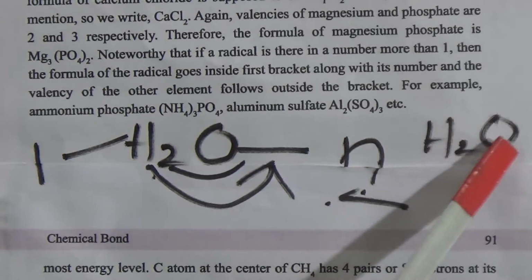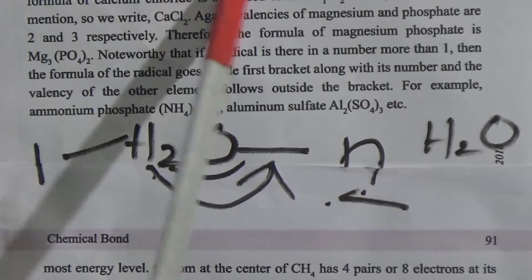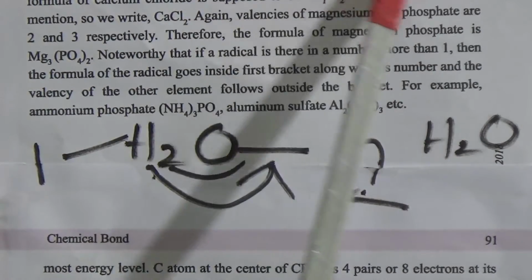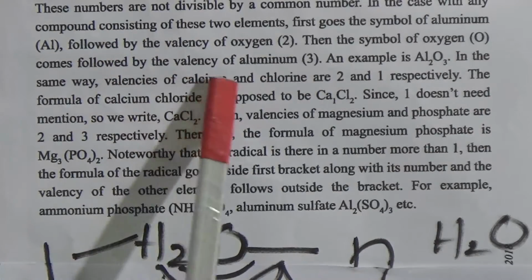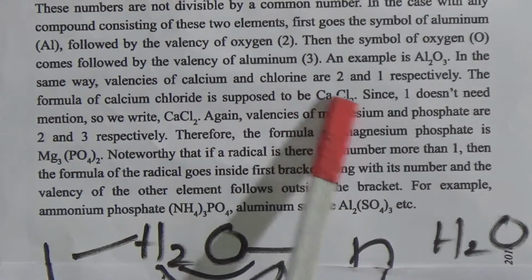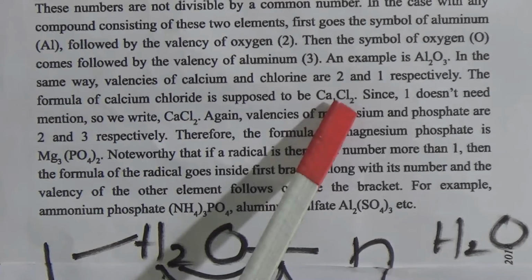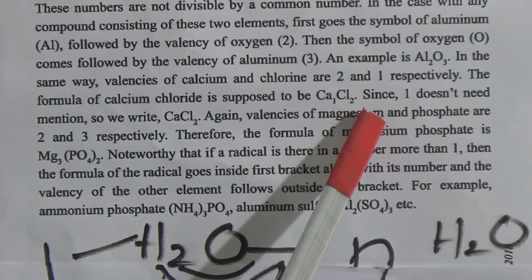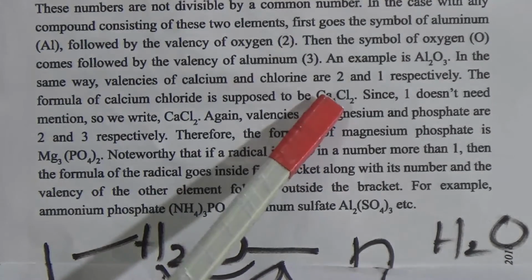By seeing this, we can easily understand the valency of oxygen is 2. The symbol of oxygen comes followed by the valency of aluminium. An example: aluminium oxide. In the same way, the valencies of calcium and chlorine are 2 and 1 respectively, and for calcium chloride we are supposed to write Ca1, but that 1 is no need to write. That's why we write CaCl2. That is the system of writing the chemical formula of calcium chloride.